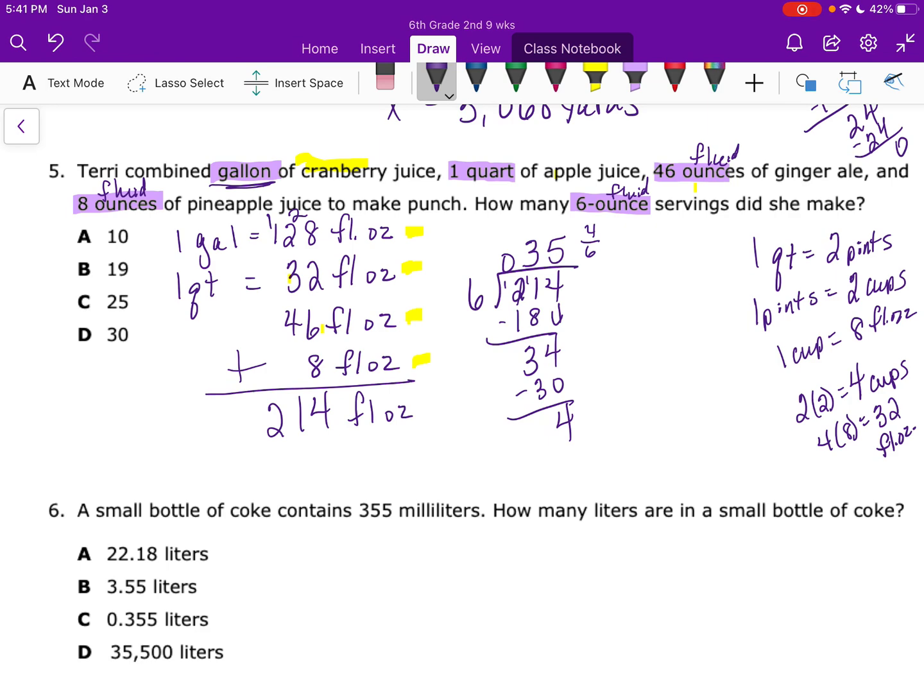So the answer would be, how many 6-ounce servings can she make? She can make 35 6-ounce servings. So sorry about the answer not being there, guys. I don't know what happened with that. We just don't worry about the 4 because it's not a full serving. The question's asking us how many 6 fluid ounce servings can she make. She can only make 35. The leftover would just be, she wouldn't be able to fill up another one.